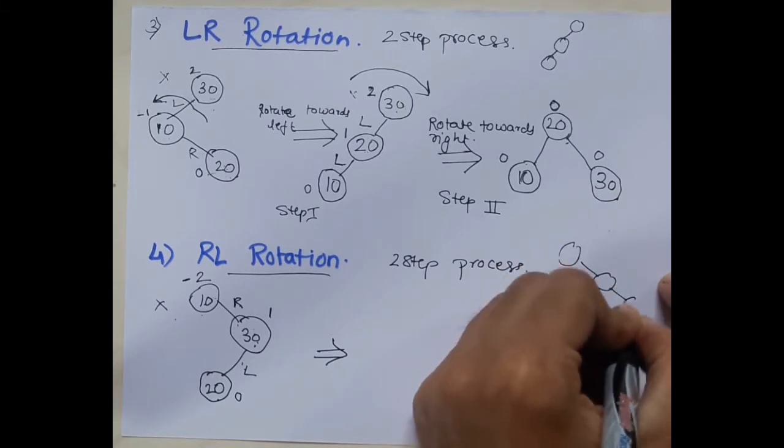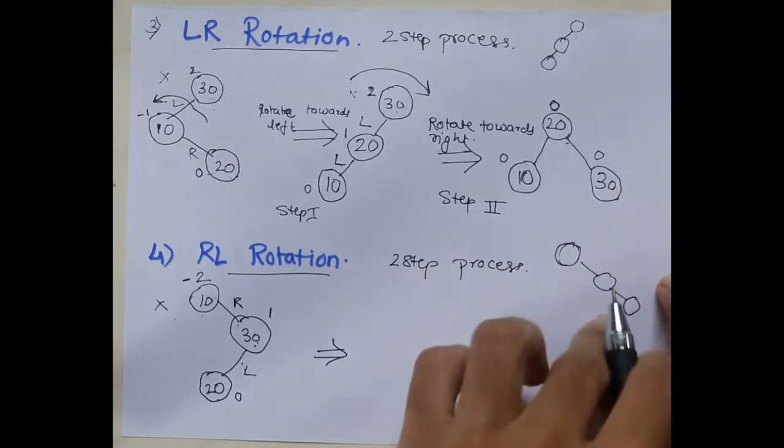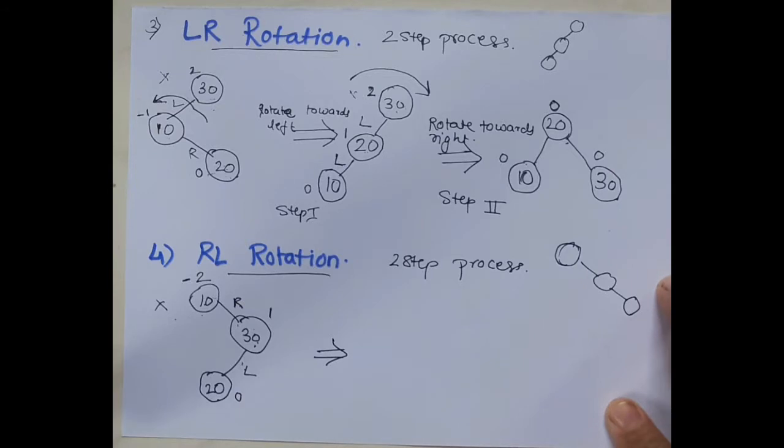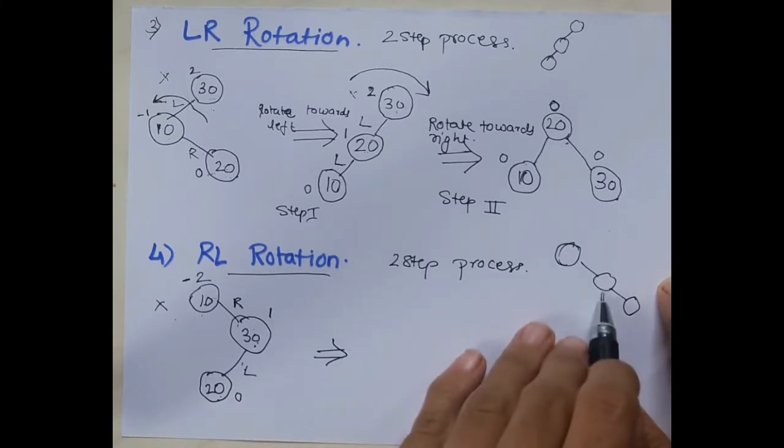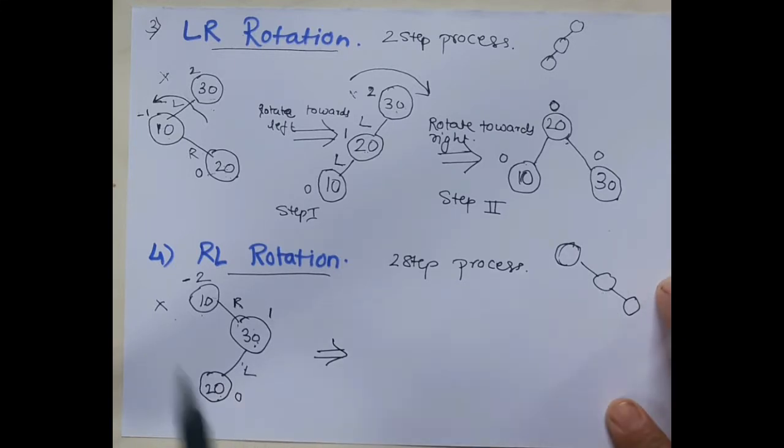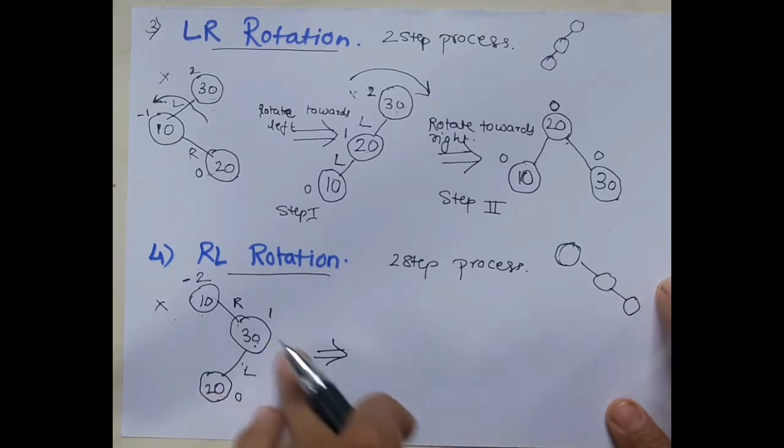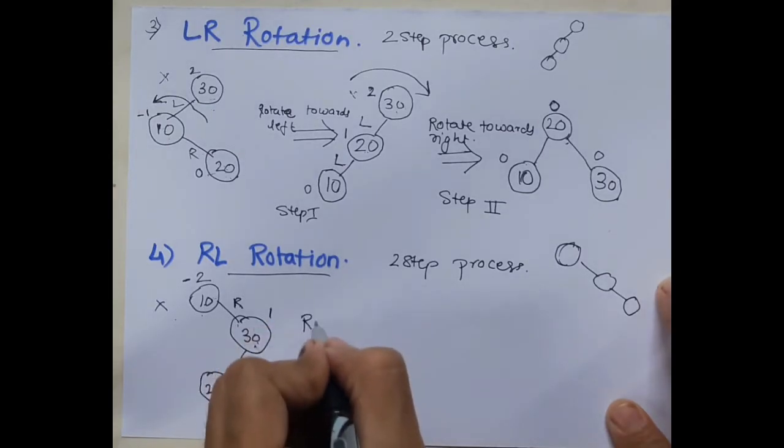So now we want this type of structure. So now what we'll do? So now you'll say that I'll just attach 20 here and then I'll get this structure. So you can't do that because AVL tree is also a binary search tree. So if you attach 20 here, then it will not maintain the condition of binary search tree. Okay, so for that reason, the first step will be rotate towards right.